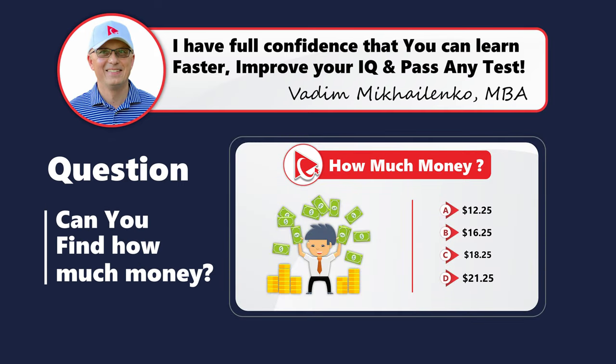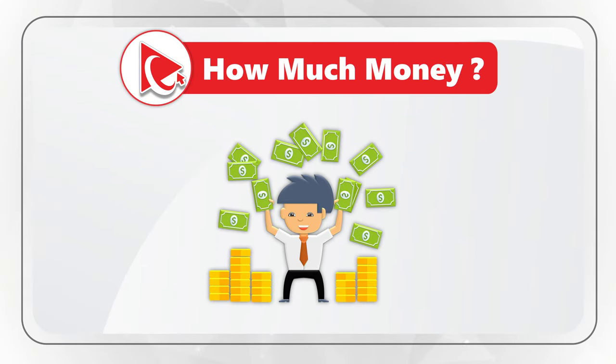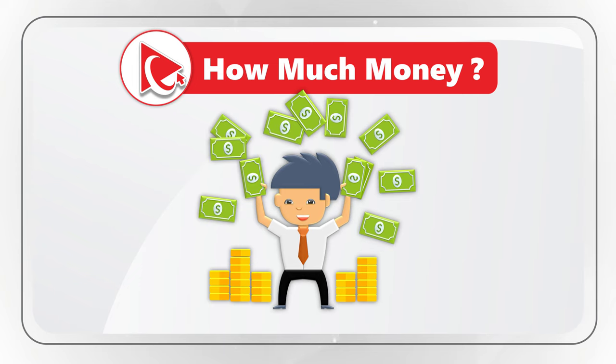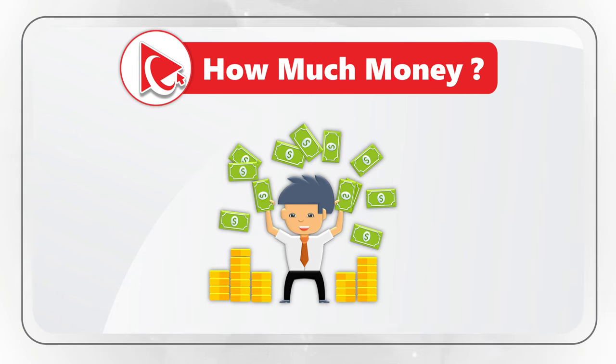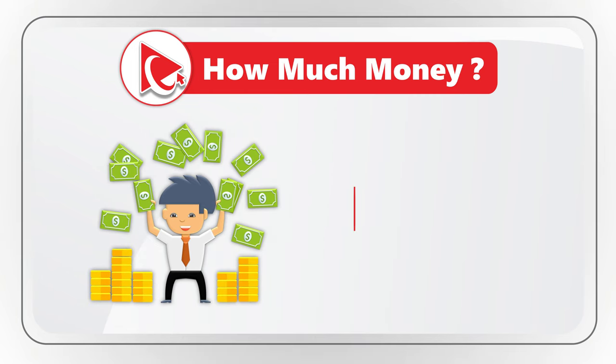Here's an amazing question to test your math skills. You need to determine how much money the clerk has. If you take a close look at the picture, you see that the clerk is in possession of dollar bills as well as quarters. He is juggling dollar bills in the air and has quarters on the ground. Your answer will be 1 out of 4 different choices.